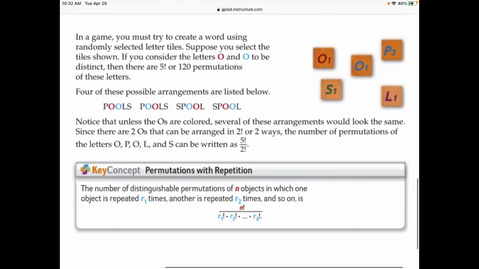So what is the formula version? When you have repetition of an object, you're going to put the number of objects at the top. So that would be N factorial. In this case, there are 5 letters, so 5 factorial. And at the bottom, we put which letters are repeating and how many times they are repeating. In this example, we have one letter that's repeating twice, so that would be 2 factorial. So that's why it's 5 factorial over 2 factorial. But we may have other letters that could be repeating, and so we would add those, and so that's why you have R1 factorial, or the next letter that could be repeating, R2 factorial, etc.